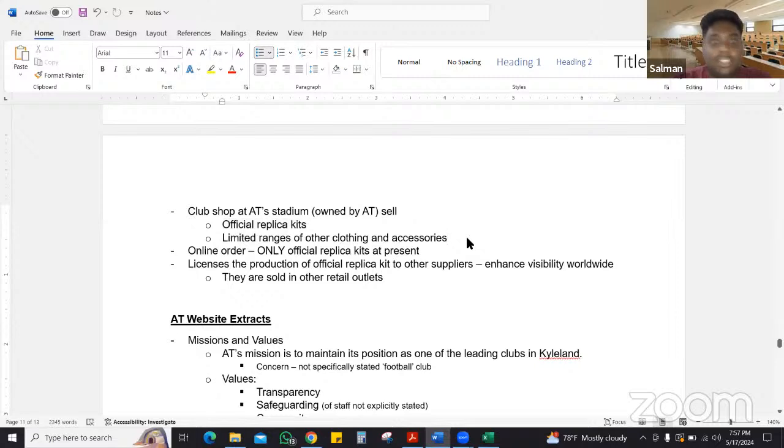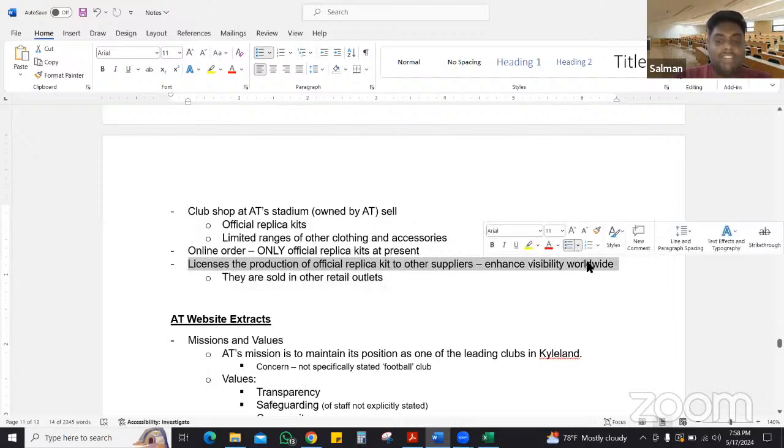Things like, let's say, Messi's boots, that particular brand, they can sell stuff like that. Online order: only official replica kits are sold online. We discussed that they also sell through companies' websites, online order. They license the production of official replica kits to other suppliers.